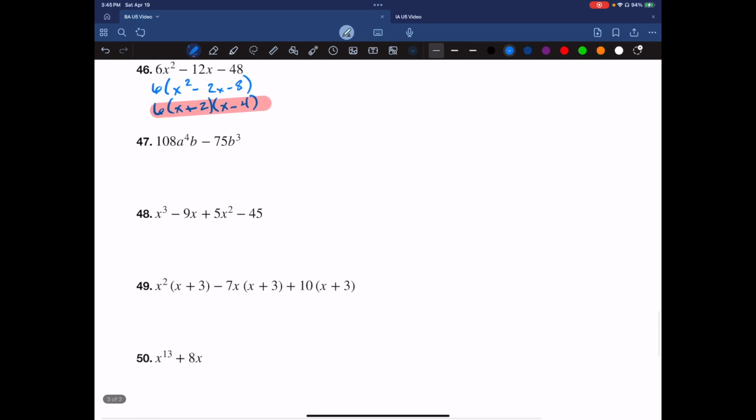On 47, I can take out a 3b, and that's going to leave me with 36a to the fourth minus 25b squared. So the inside is the difference of two squares. So you have 3b times 6a squared plus 5b, 6a squared minus 5b.